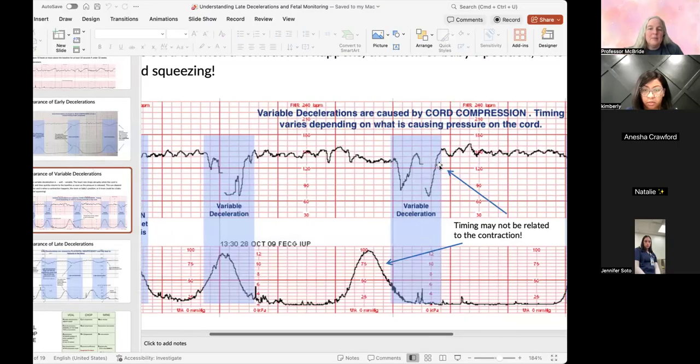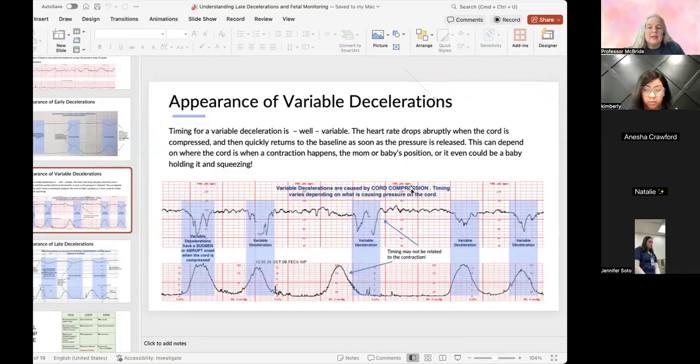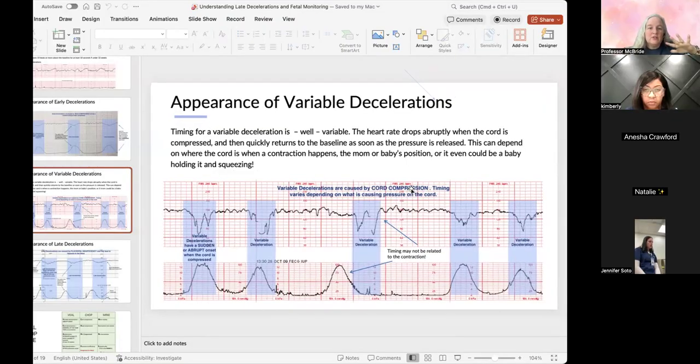See, the timing might not be related to the contraction at all. It's really only caused by whatever is putting pressure on the cord. These are not as worrisome as late decelerations because as soon as the pressure relieves from the cord, they're going to start getting that good oxygenated blood flow again. They're getting oxygenated blood from the placenta. There was just an interruption in the blood flow while there was pressure on the cord.